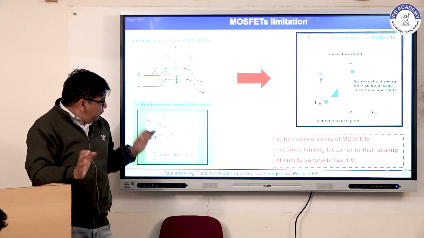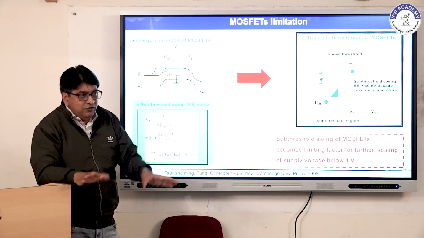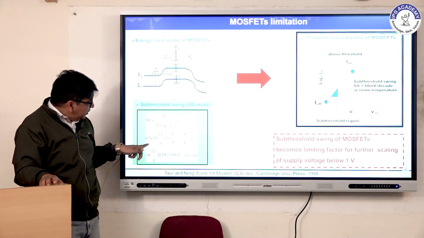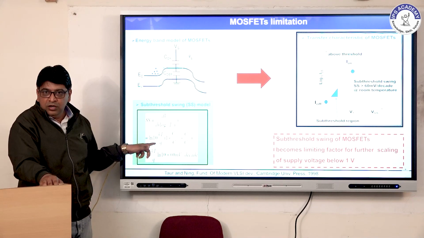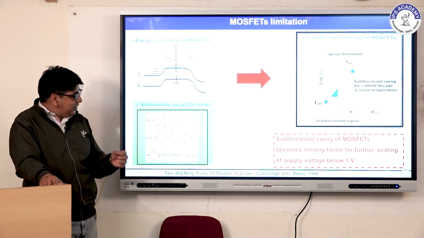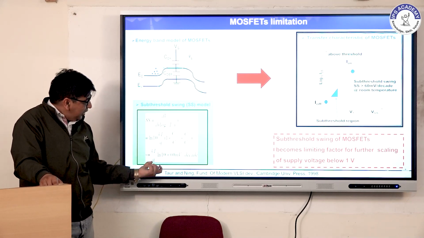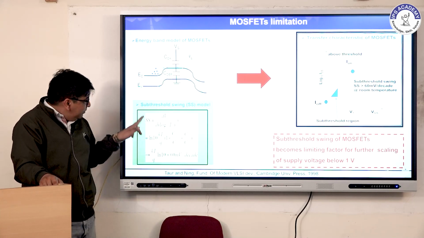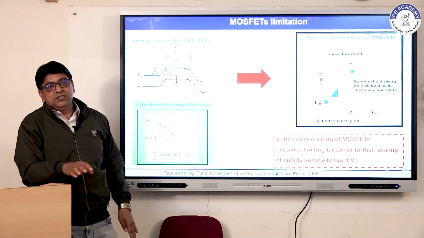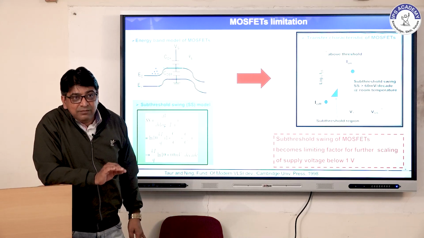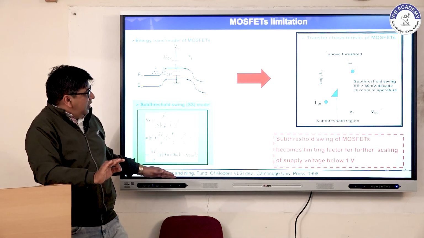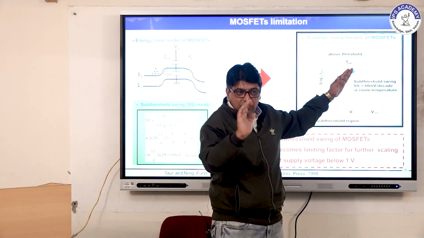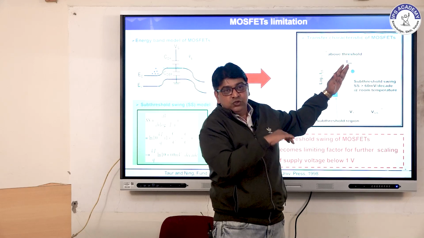If you consider an ideal device, the capacitance effect will reduce, so only the term kT upon q times log 10 will be left. kT upon q times ln 10, that is the 60. You can calculate, all these are constants. That is 60 millivolt per decade. It means the subthreshold swing we cannot go below 60 millivolt per decade. That is the limiting factor. If the device achieves this swing of 60 millivolt per decade, you cannot go below it.